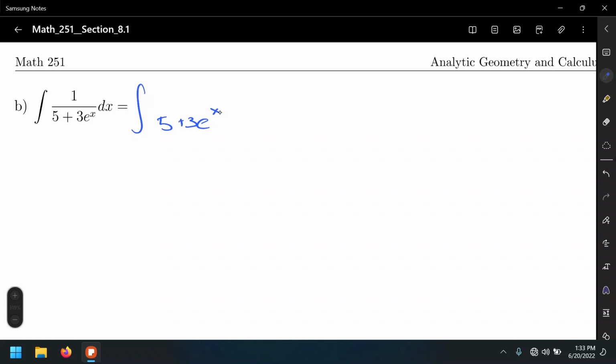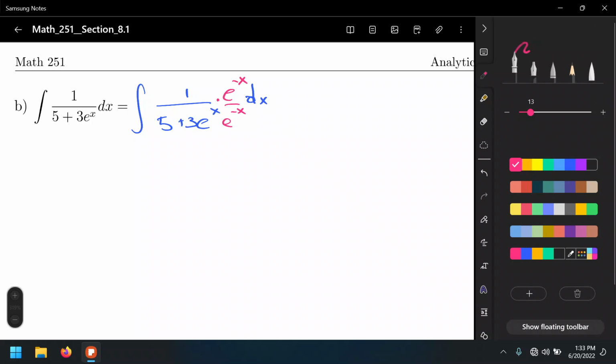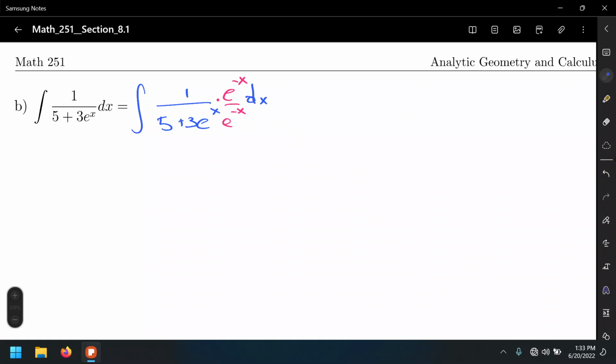5 plus 3e to the x. So in this case, that convenient version of 1 will be e to the negative x. All right? So I'm going to multiply across numerator and denominator, see what we're going to get. So this is going to be the integral of e to the negative x divided by 5e to the negative x. And what's the product of e to the x and e to the negative x? Well, that's going to be just 3, right? So plus 3 dx.